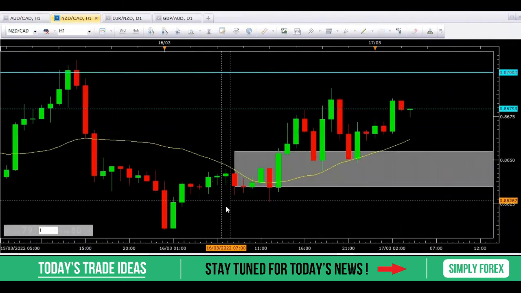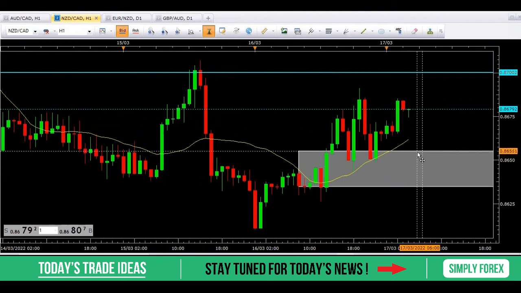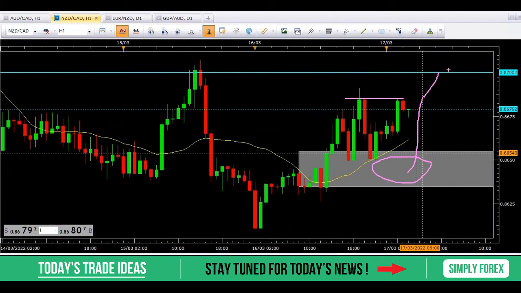Right, let's look at H1 for execution. So what we want to see, guys, is price retrace into this grey zone somewhere, and then we want to see a bullish candlestick. Take price up to these highs first of all, close 80% of the trade, and then take it up to this blue line, or even our higher time frame blue line. All right, guys, so looking to long this market from this grey zone here.